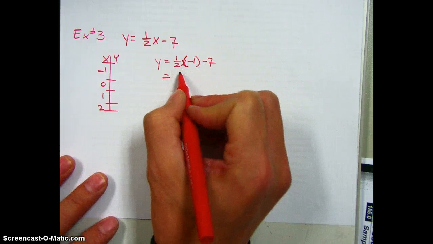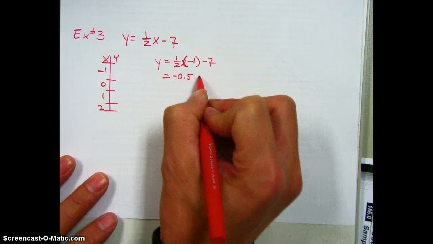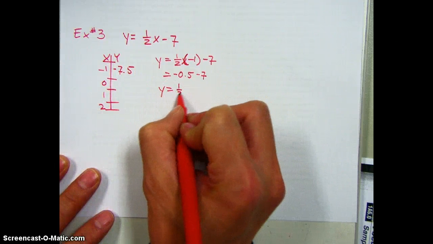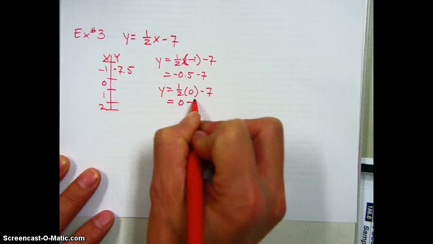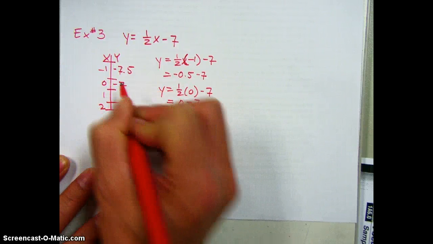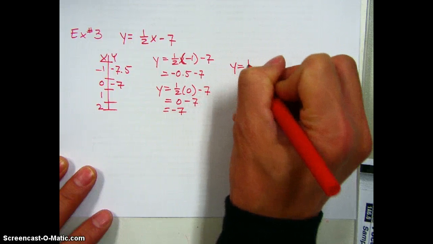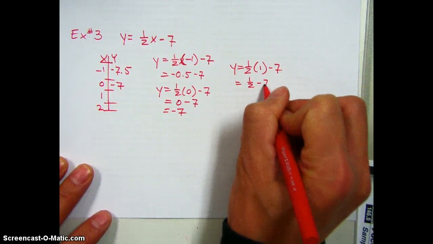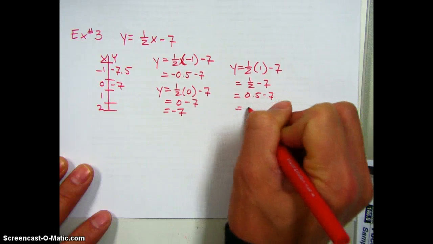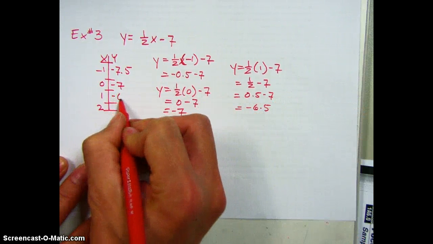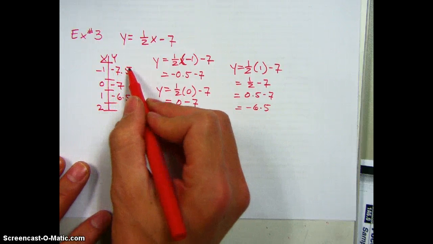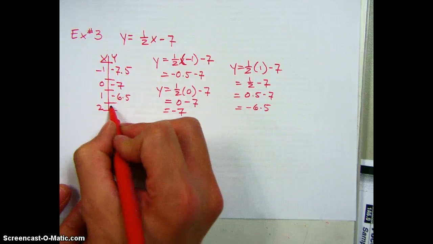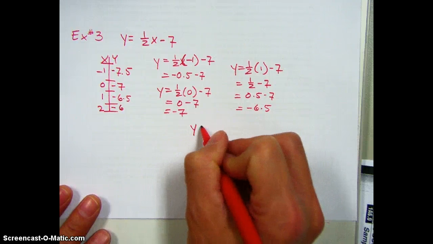So if I like to change this to a decimal, I can. This is -0.5 minus 7. So my answer is going to be -7.5. Next, y equals 1/2 times 0 minus 7. Well, that's just 0 minus 7 or -7. You're going to continue on. Now, some of you might start to notice that there's a pattern happening here. The pattern that's happening here is it's increasing by 1/2 each time, right? So -7.5, up to -7, up to -6.5, then up to -6. I can already tell what that next one's going to be.